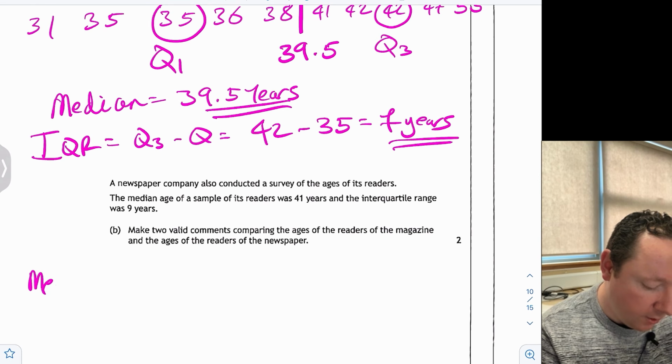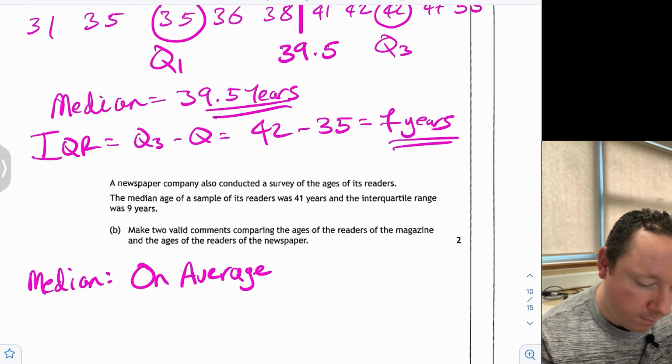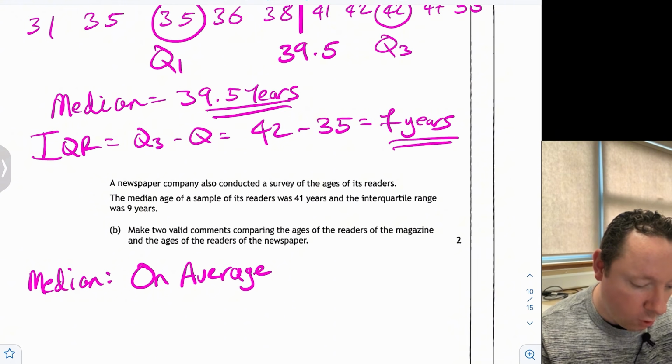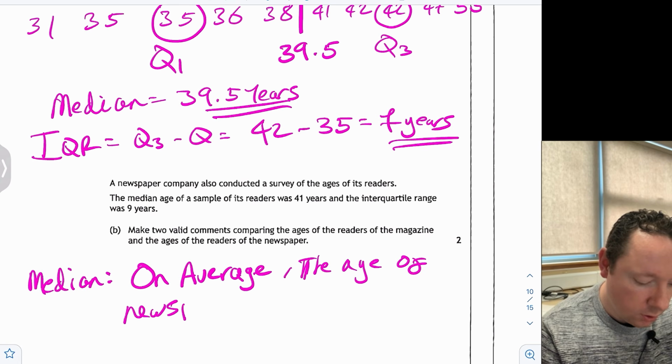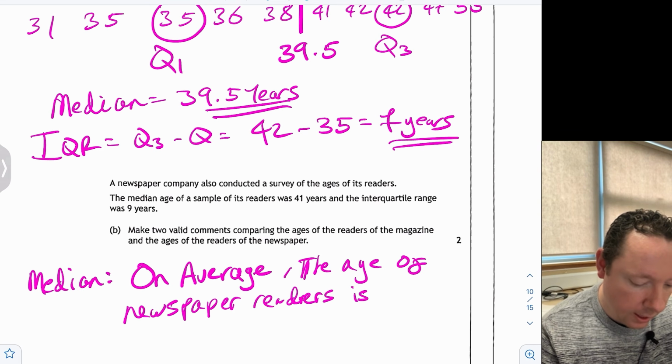So comparing the median first. On average is my key word. I always need that. And then just looking at the newspaper against the magazine. The newspaper was 41. The magazine was 39. The age of newspaper readers is higher. And we can say since 41 is bigger than 39.5.